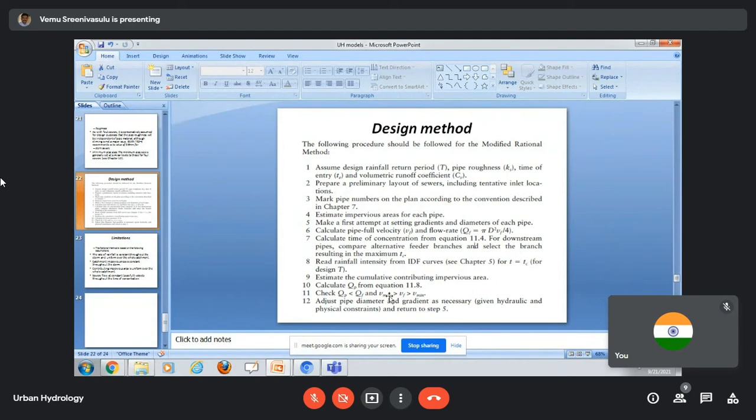Okay. QP should be less than QF, and V maximum is greater than VF. VF is also greater than V minimum. Okay. If this condition is not satisfied, then you repeat the procedure. Okay. I will repeat the procedure, how to design, right?